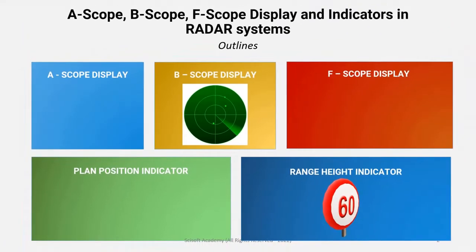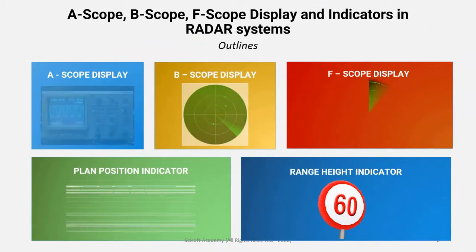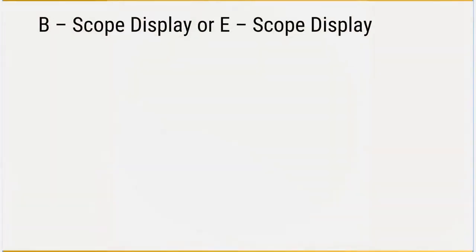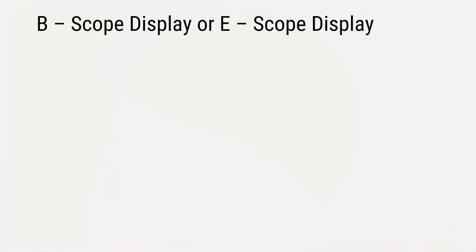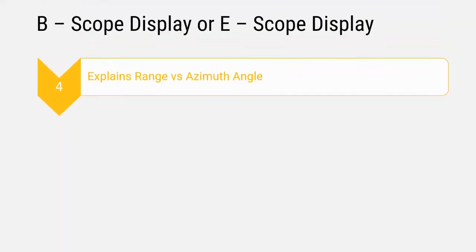Whereas when we go to the B-Scope display, in this type of display we will have a different kind of graph compared to the A-Scope display. Sometimes this B-Scope display is also called the E-Scope display, and here we'll have the graph between range and the azimuth angle. We already know what range is, and to explain the azimuth angle, let's take a picture for a clear understanding.